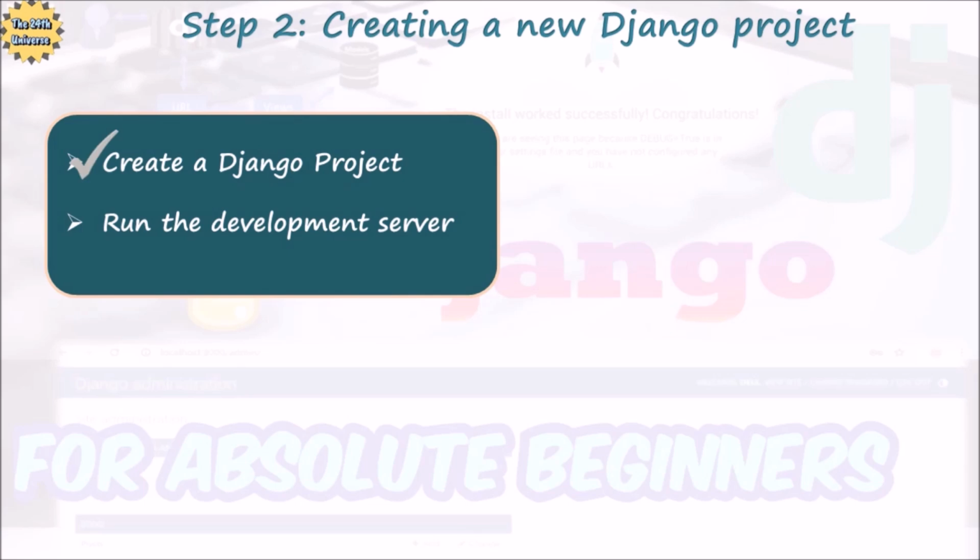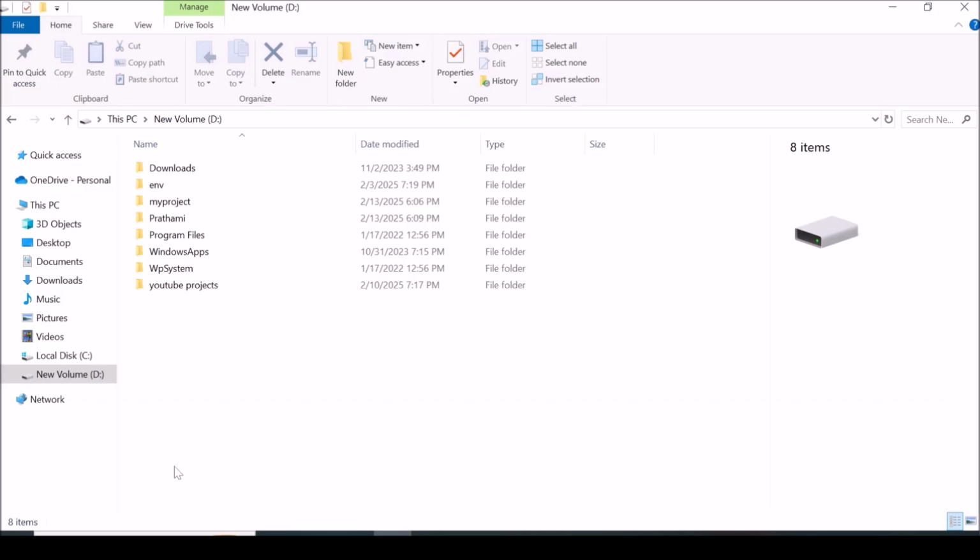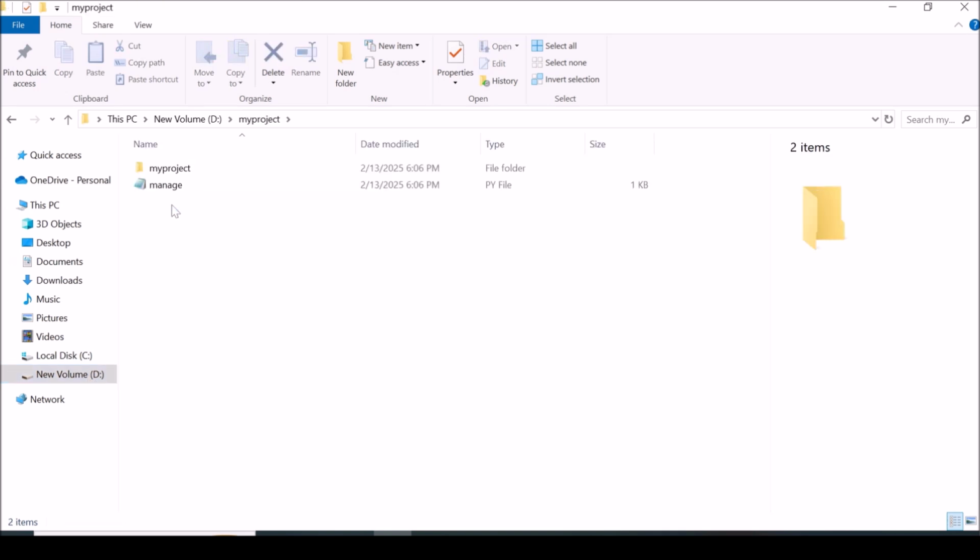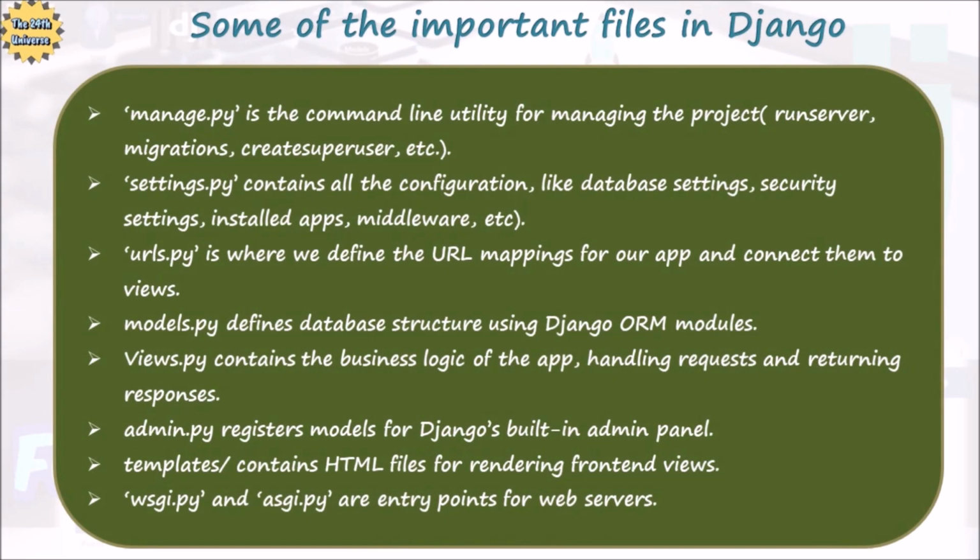Also note that creating new project directory will generate several files and directories. To see them, just follow the path in your command line. For example, I'm using here D drive, so my project is in D drive. You will find myproject directory and manage.py file. If you further open myproject directory, you will find few more files. Here's the quick overview.